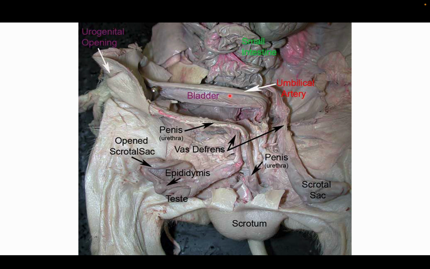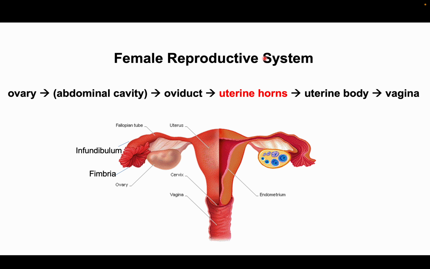And just a review, the bladder is right here, along with the umbilical arteries on both sides, and everything up here is the intestinal organs. So that is the male reproductive system. We are going to move into the female reproductive system now.